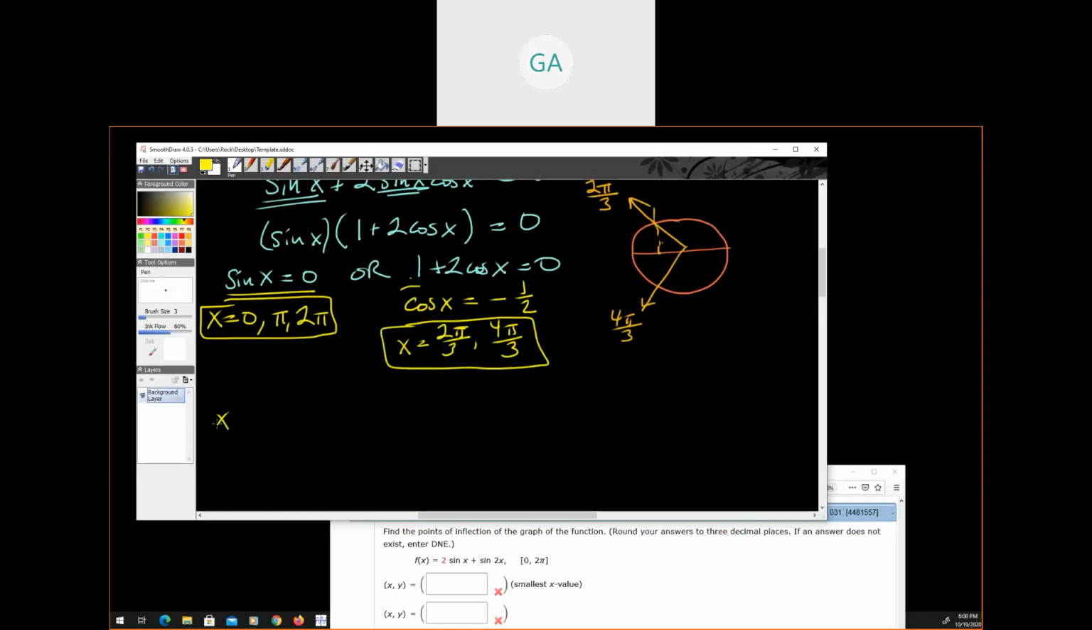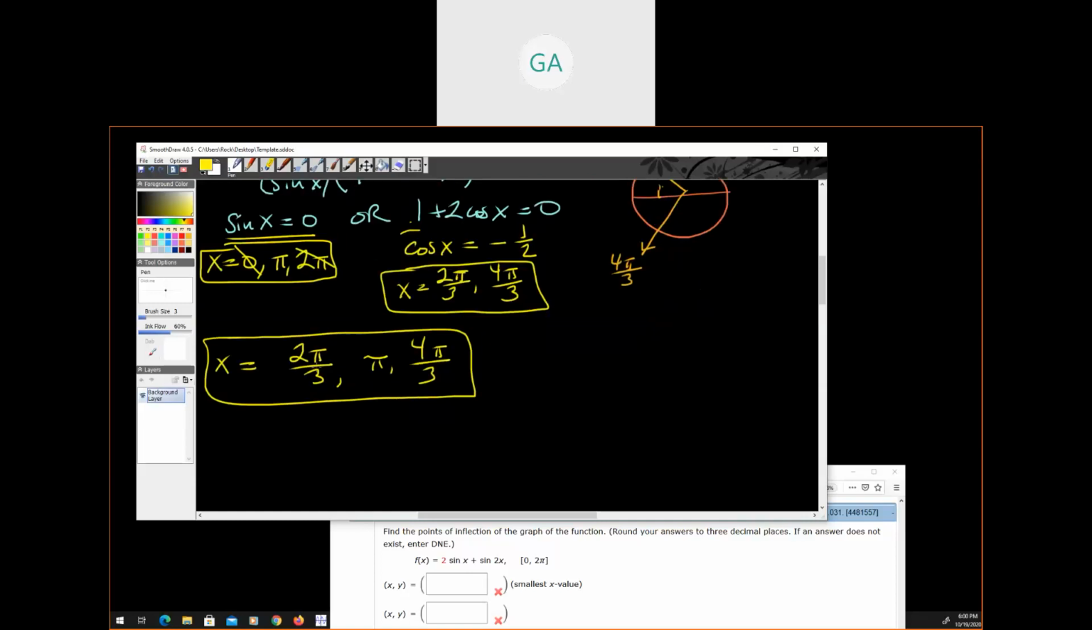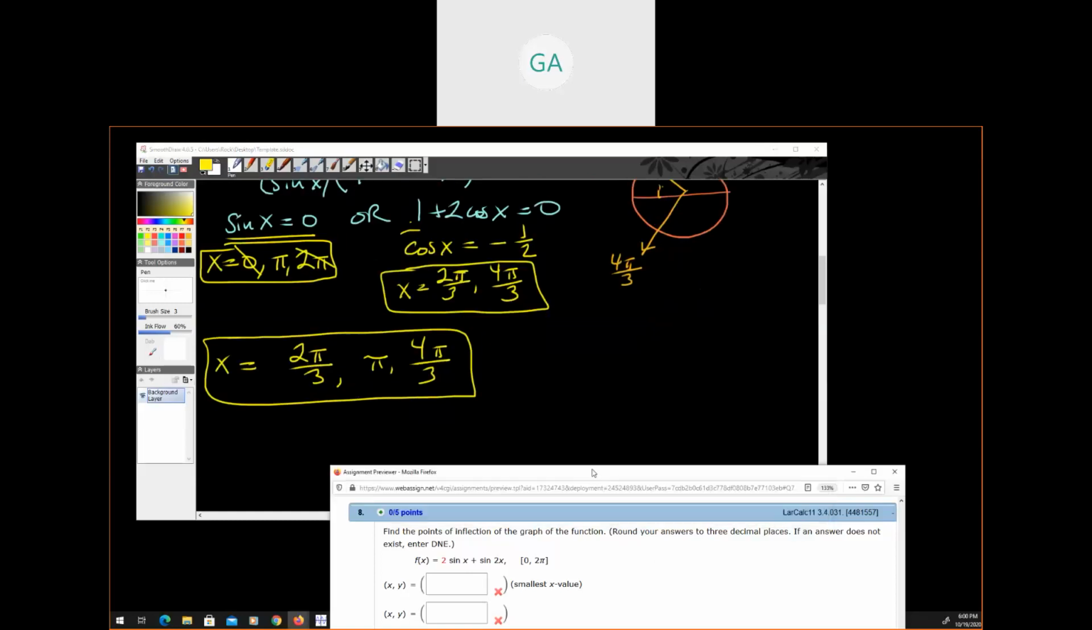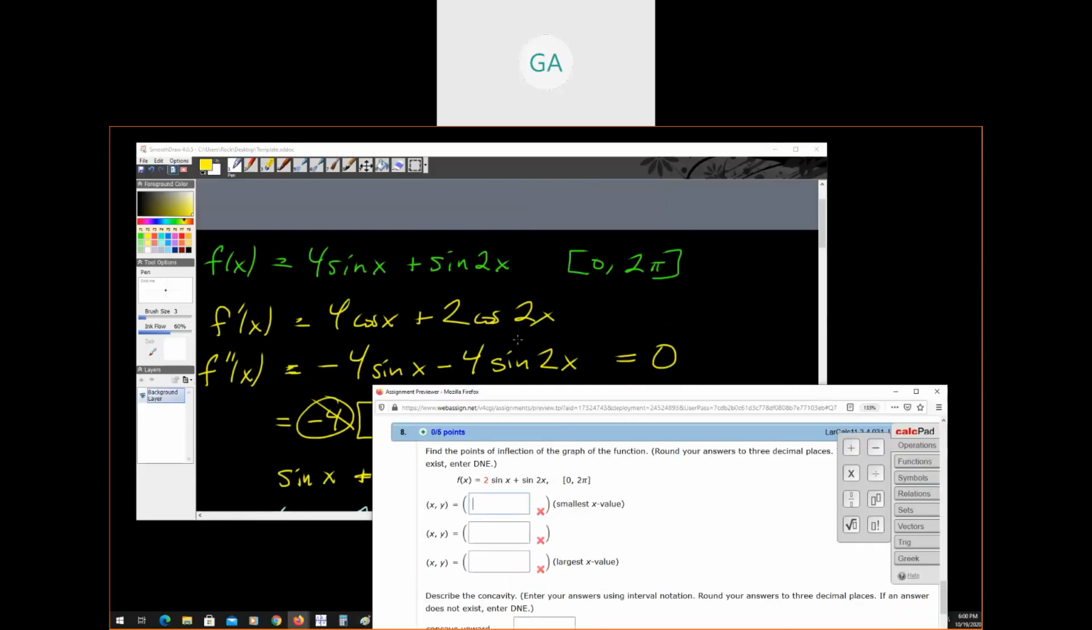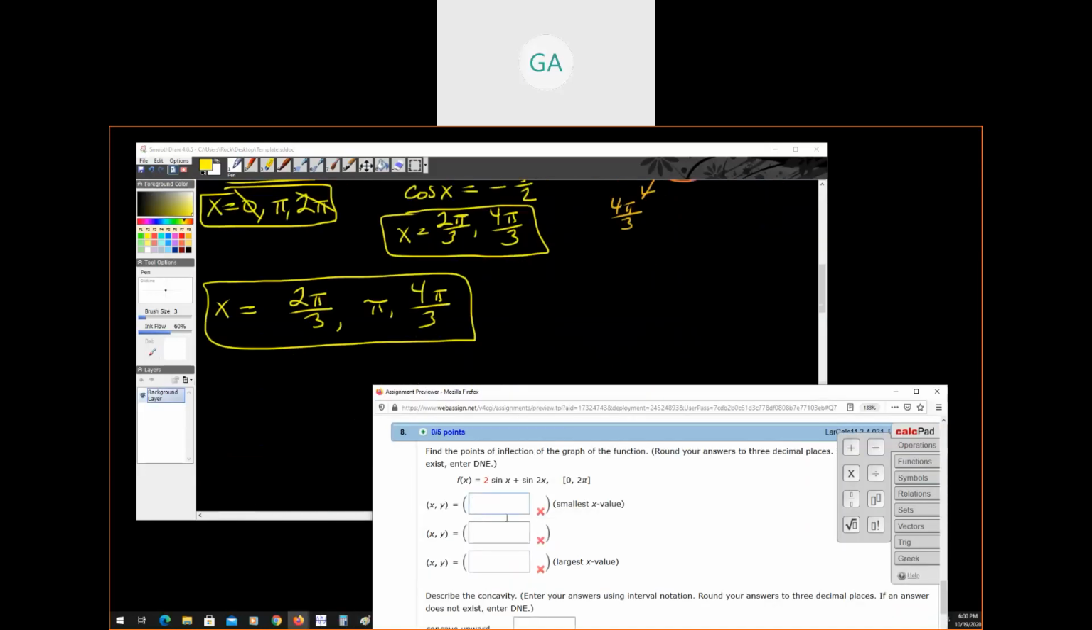But I think we can safely ignore the endpoints, the 0 and the 2 pi. Everything in between is fair game. So these are the 3 values here, and you have to plug them into the original. I'll try to do that in my head here.